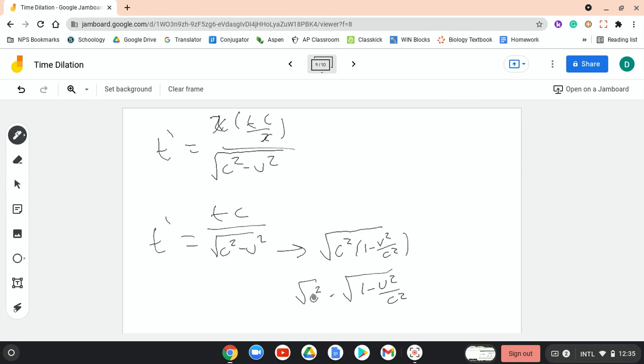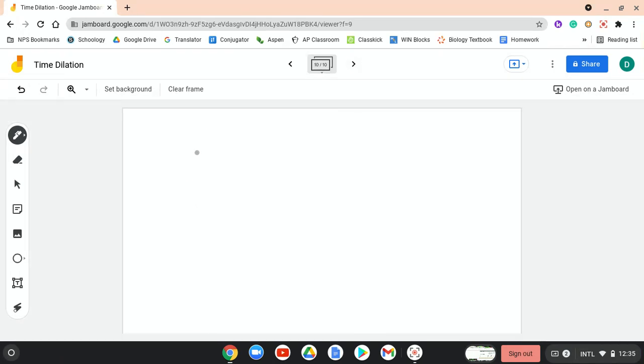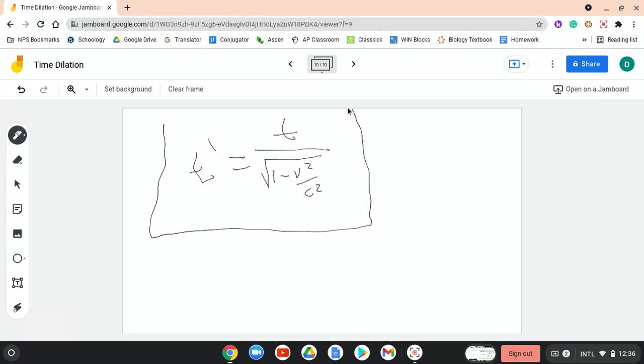The square root of c squared is just c, so we can rewrite this entire fraction as t prime equals tc over c times the square root of 1 minus v squared over c squared. The c's end up canceling, and we get our final equation for time dilation. And if you Google time dilation, this is the equation you're going to get, all right?